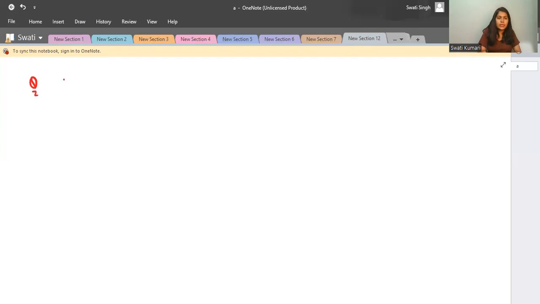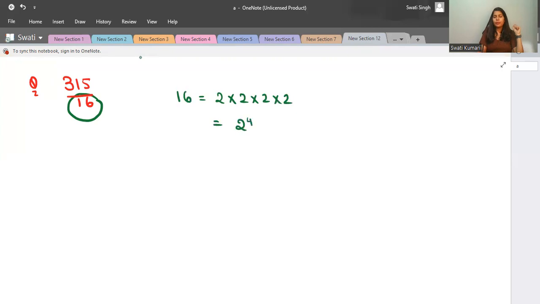For example, suppose I have a question 315/16. Now, what you have to do here is find the prime factor of the denominator. You know that 16 we can write as 2 into 2 into 2 into 2, which is the same as 2 raised to 4. Now, there is one thing you should note. I'm just writing it as a note: if you have, in the denominator, the prime factor in the form of 2 raised to m into 5 raised to n, where m and n both are positive integers.